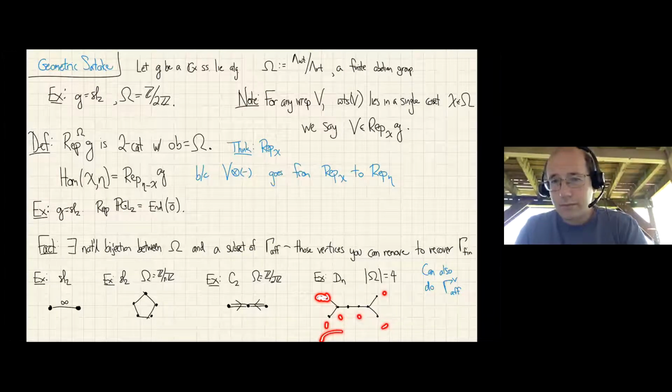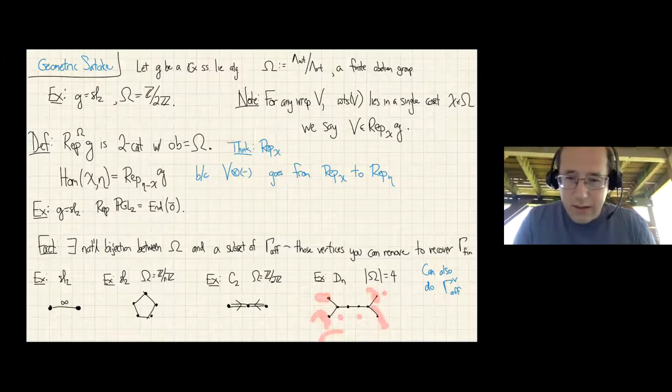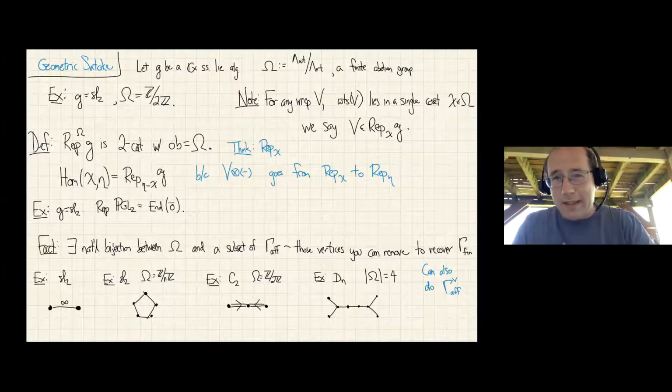Ben, the group for DN, is it Z2 cross Z2 or? It depends on the parity of N. Oh, okay.